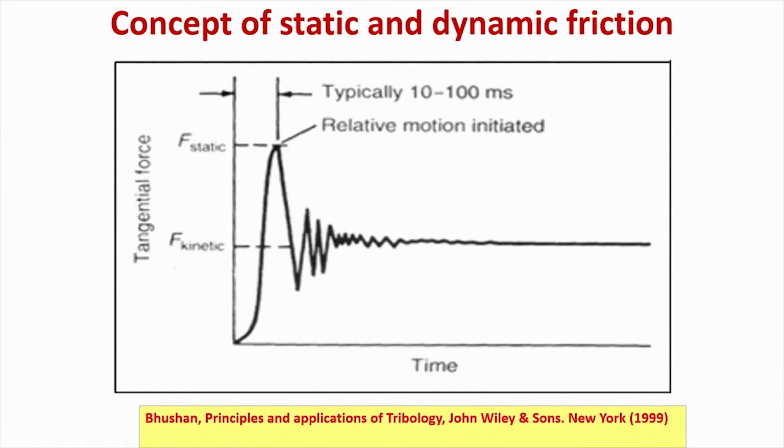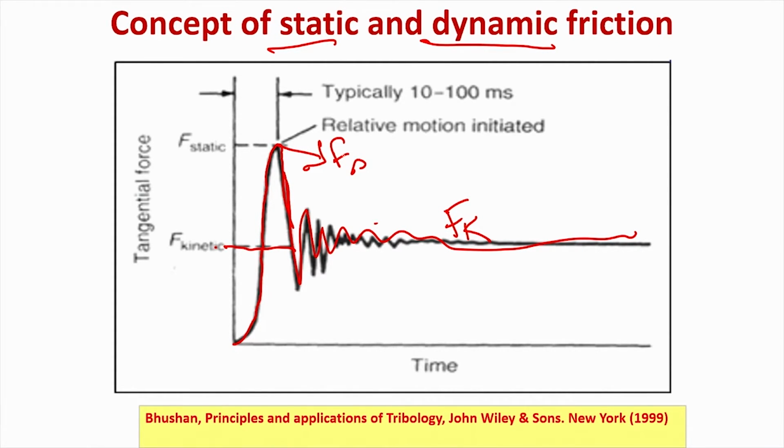Okay. So, here I am introducing two different terms: one is called static friction and one is called kinetic friction. What is static friction? If you start any sliding experiment, initially the friction force goes very high, and then it goes down, then it goes to steady state friction. So, this is your steady state friction, called kinetic frictional force, Fk, and this is called static frictional force, Fs. Now, typically the static frictional force is limited to 10 to 100 milliseconds, and here relative motion is initiated.